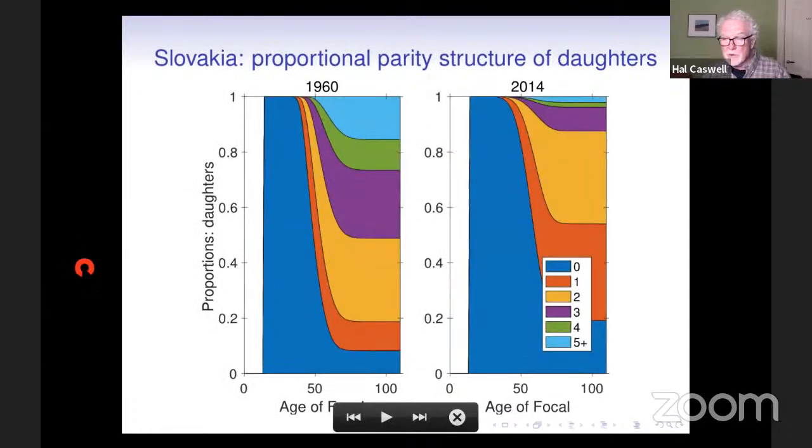That's for aunts, I'm going to skip over that. If you normalize it so that those colors add up to one, you get the proportional parity structure. So that's here, in 1960 and in 2014. In 1960, by the time focal gets to be say 60 years old, a big chunk of her daughters are in parity three, four, and five. Under 2014 conditions, it's this much smaller chunk of the distribution.